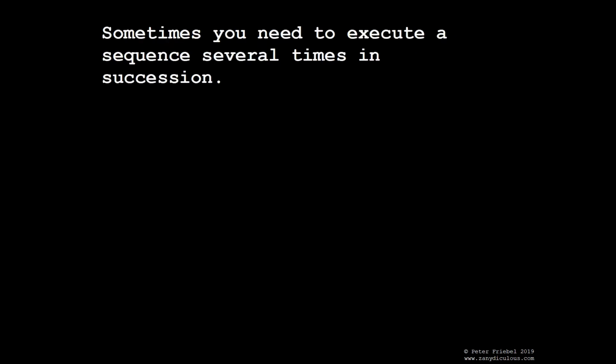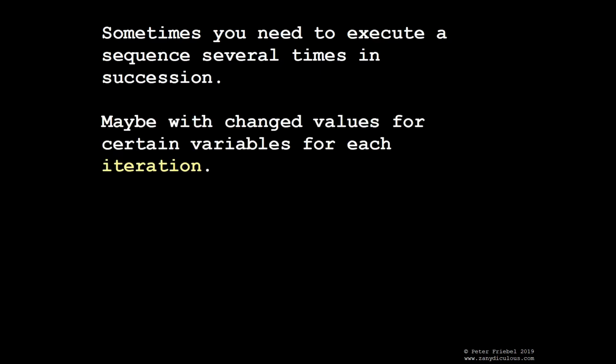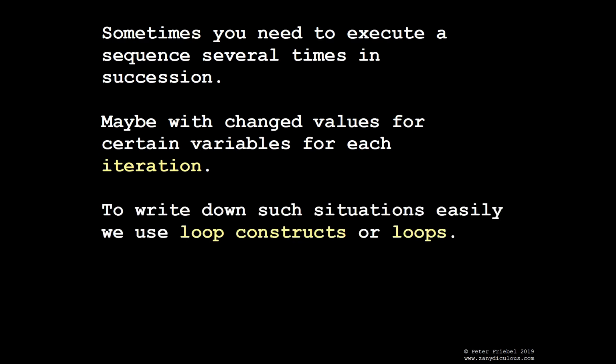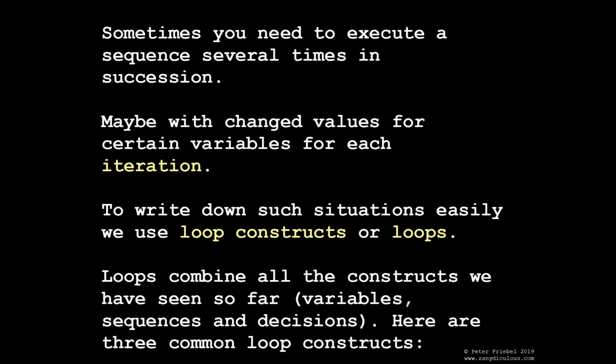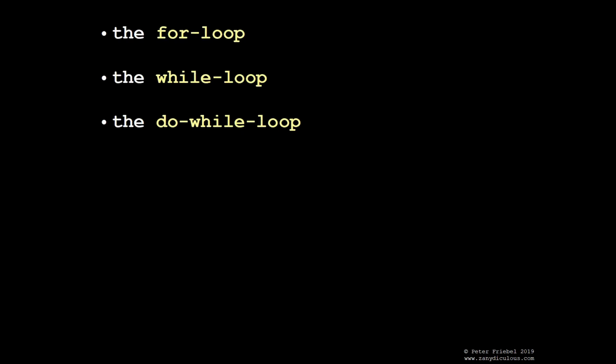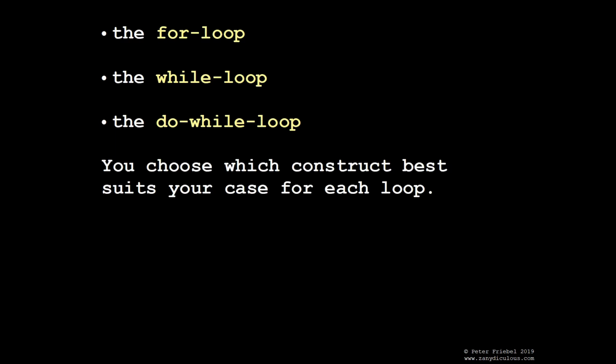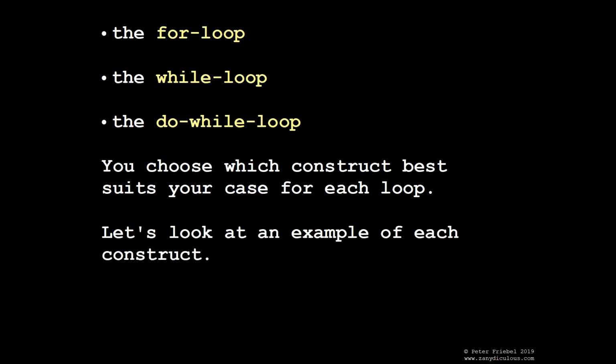Sometimes you need to execute a sequence several times in succession. Maybe we change values for certain variables for each iteration. To write down such situations easily, we use loop constructs or loops. Loops combine all the constructs we have seen so far: variables, sequences, and decisions. Here are 3 common loop constructs: the for loop, the while loop, and the do-while loop. You choose which construct best suits your case for each loop. Let's look at an example of each construct.